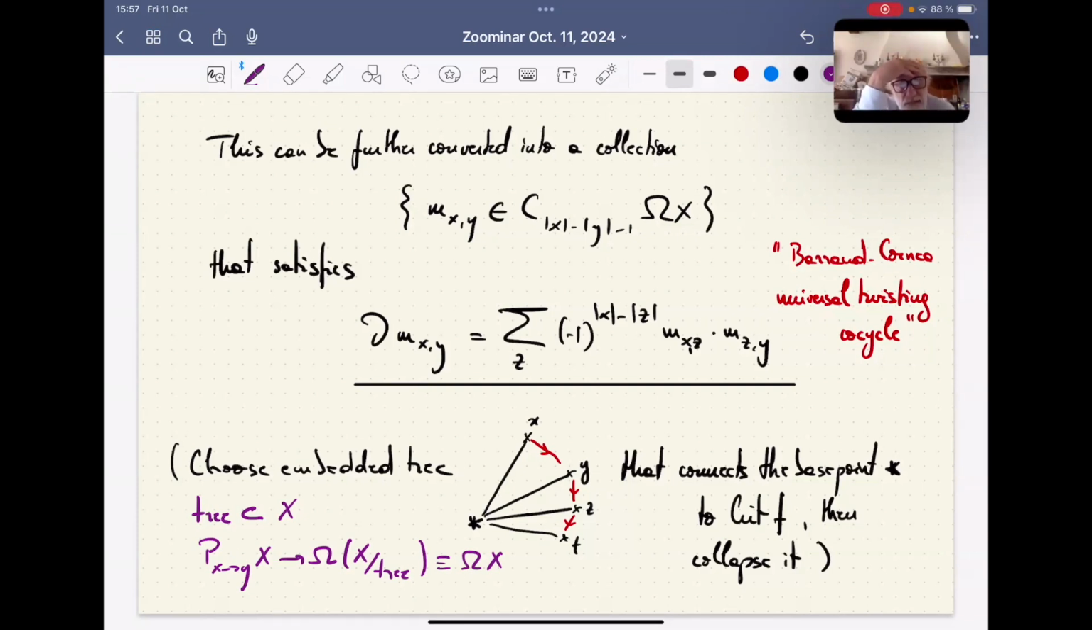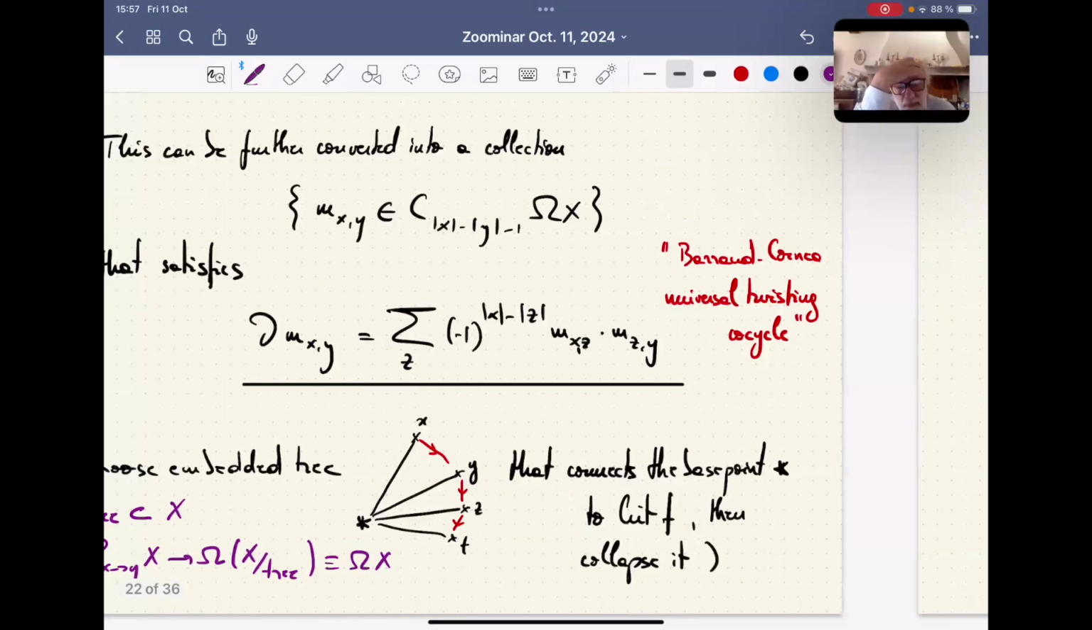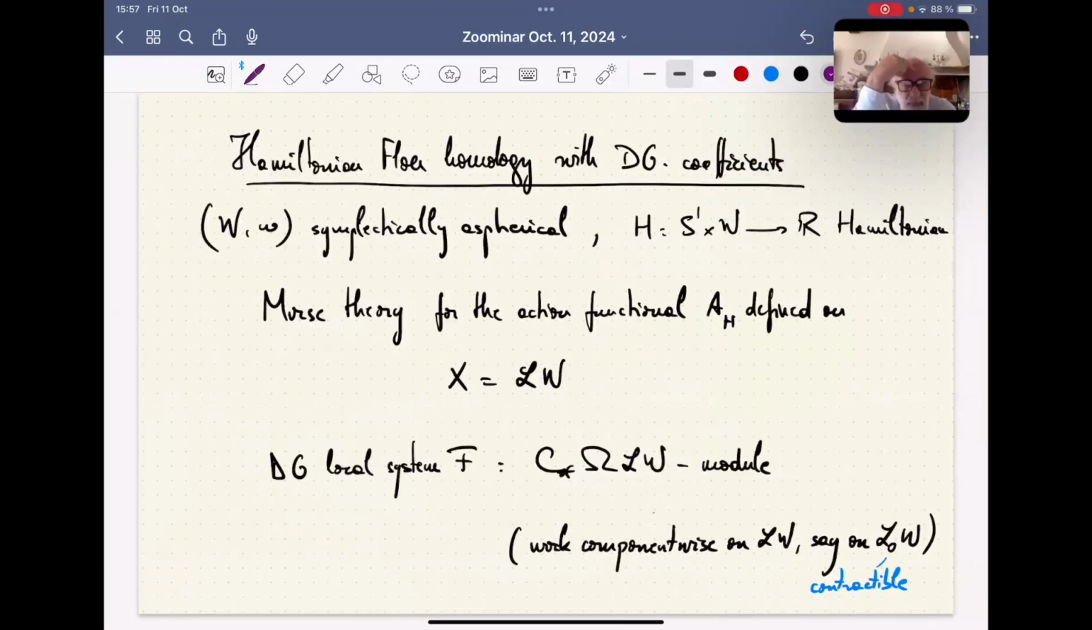Any other questions? So I'll get to Hamiltonian Floer homology, and once we saw the story on the Morse side, we know what happens on the Floer side. So I'll place myself in a symplectically aspherical manifold, I pick a Hamiltonian, and I want to look at Morse theory for the action functional defined on X being the free loop space of the symplectic manifold.